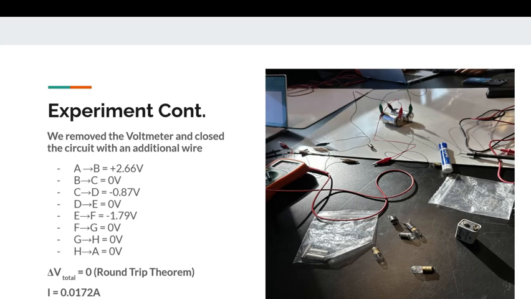The rest of the points had volts readings of 0. And if you notice, if you add all three values, they will add up to 0, proving the round-trip theorem. And the current that was flowing through this part was 0.0172 amps, which agreed with our previous value.